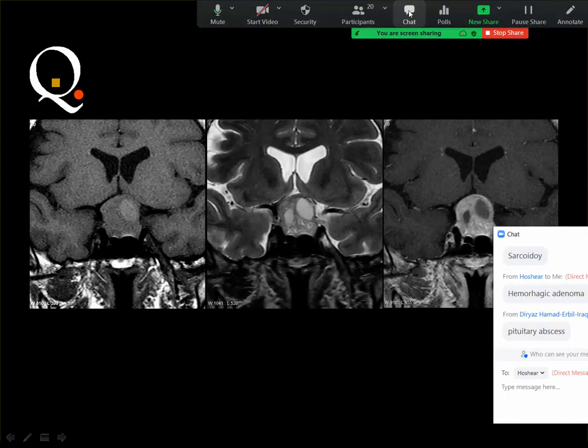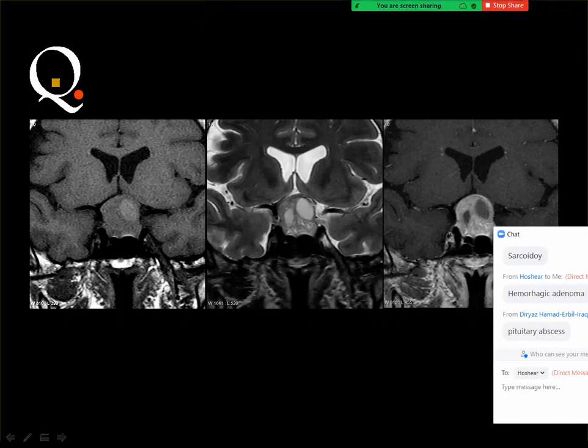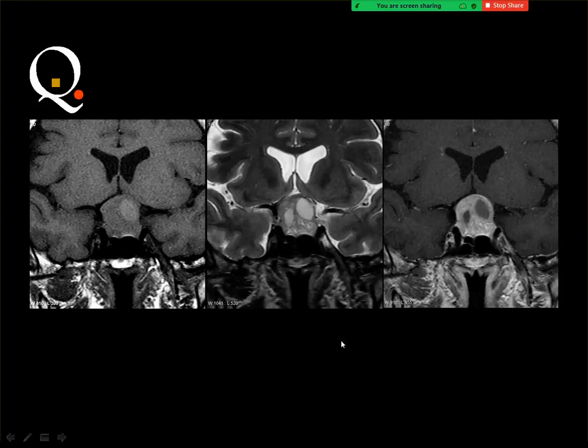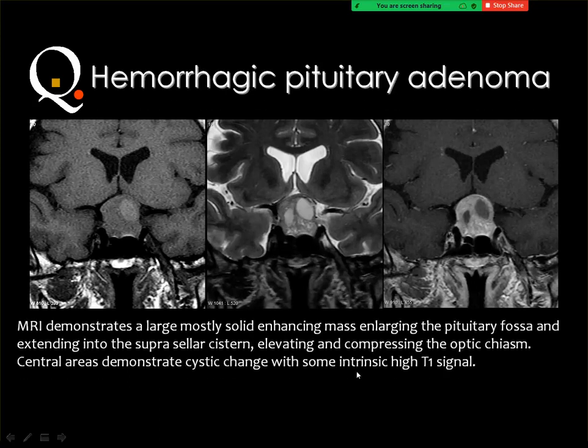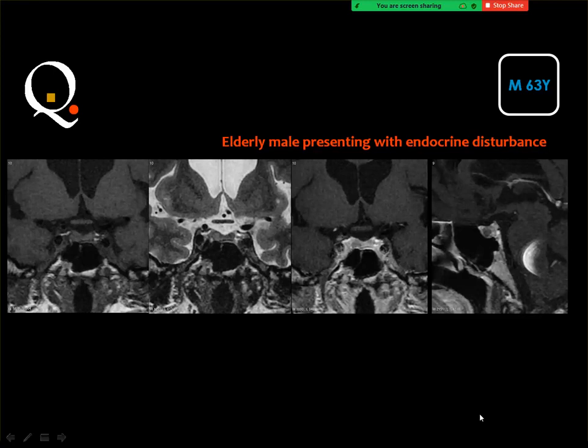Pituitary abscess, no. Hemorrhagic adenoma, right. This is a pituitary hemorrhage. Bright signal in the T1, bright signal in the T2, no post-contrast enhancement, and this is hemorrhage inside the pituitary adenoma. You may say pituitary apoplexy, you may say hemorrhagic pituitary adenoma, all can fit for the diagnosis.